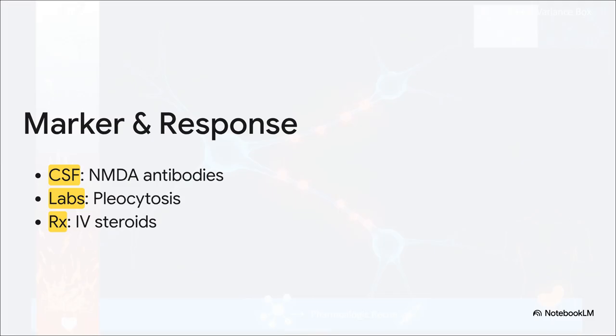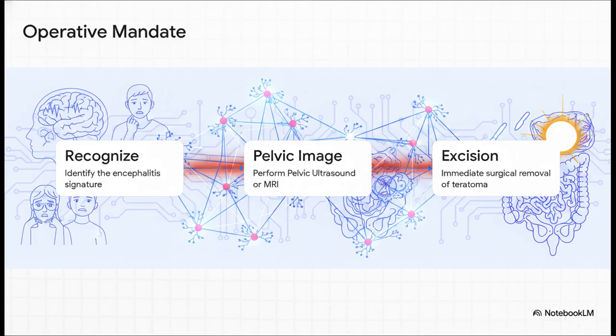And while you're waiting on those labs, if your clinical suspicion is high, the immediate pharmacologic rescue is aggressive immunotherapy. We're talking high-dose intravenous steroids, IVIG, or plasma exchange right out of the gate. And you quickly escalate to secondary therapies like rituximab if they don't rapidly turn around. But here's the thing. Immunosuppression is absolutely not a cure if the trigger is still sitting there.